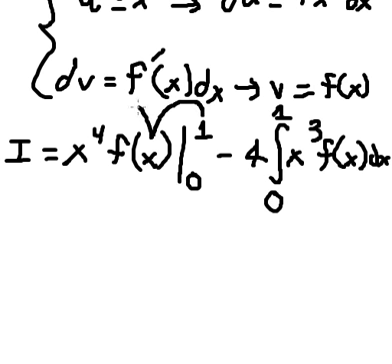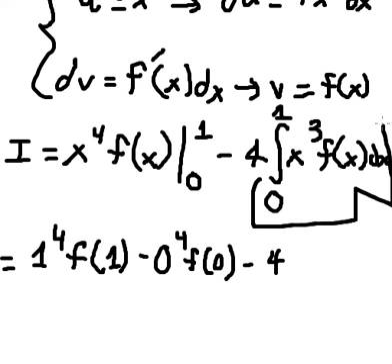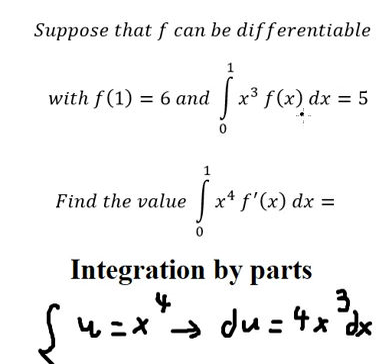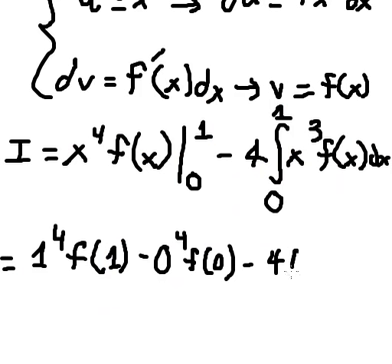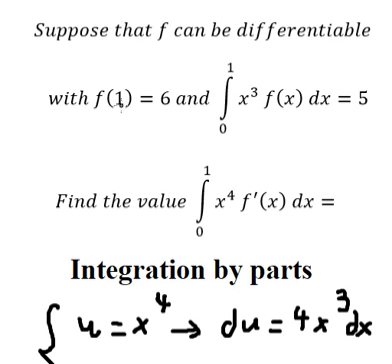Now I will put 1 here and 0 here. So we have 1 to the power of 4 f of 1 minus 0 to the power of 4 f of 0, minus 4 times this integration in here, which is 5. This one has 0, so you get 0 in here. f of 1, we have 6.